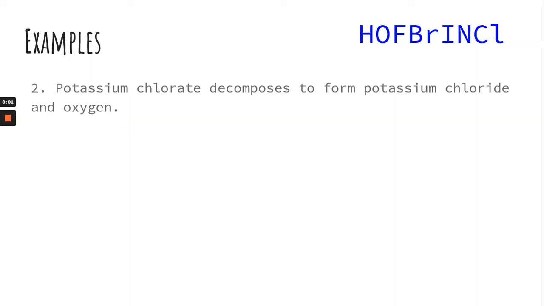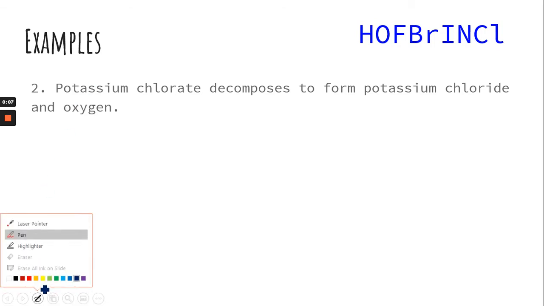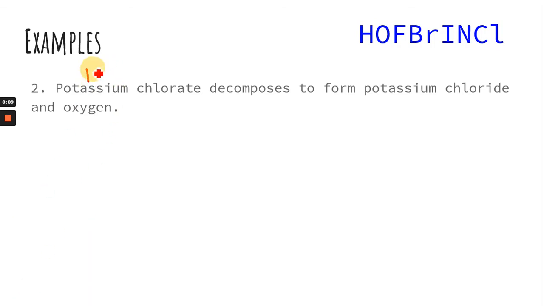Let's look at our next example. We have potassium chlorate. So potassium is in group 1, so it would be K plus 1. Chlorate ends in ATE, so it's a polyatomic. I'm looking at page 7, ClO3 with a -1 charge. So when I cross the charges, I get KClO3.